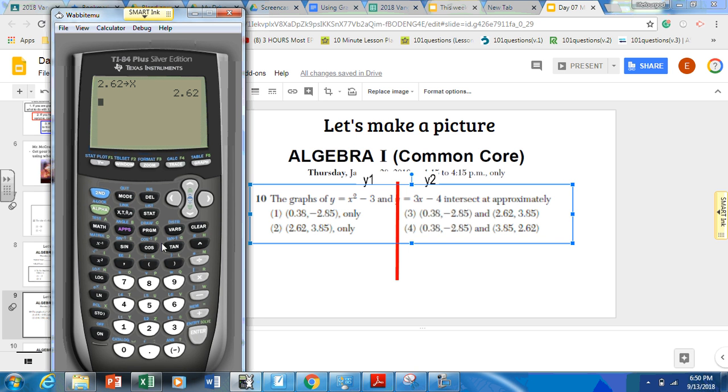So let's see. X squared, slide to the right, -3 equals, I got 3.86 back. It's pretty close. All right, let's put in the second value. 3x, this is the value from over here on the right, -4, 3.86. So I can pretty much say with kind of certainty that 3 is the correct answer.